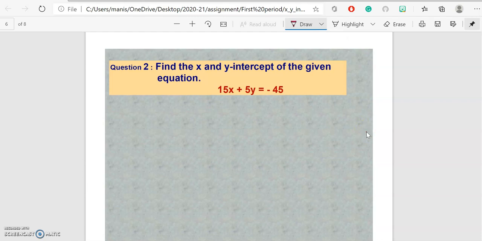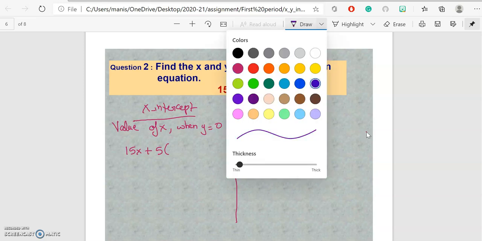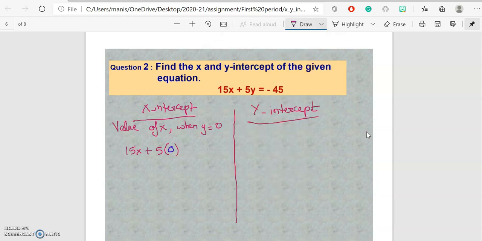Now the question says find the x and y intercept of the given equation. As I was doing earlier, I will draw a line over here and write this is my x-intercept, and this part on my right side is my y-intercept. When I do this, it becomes easy for me. Now what is the x-intercept? Value of x when y is equal to 0. So this is my 15x plus 5y equals -45. Now I will change my y to 0 over here.